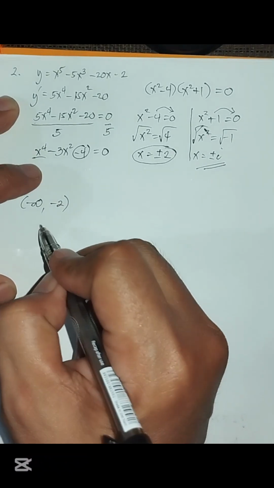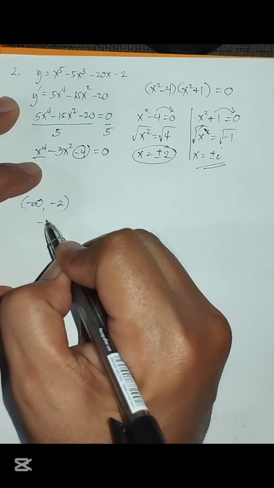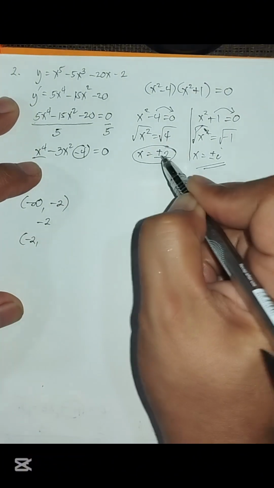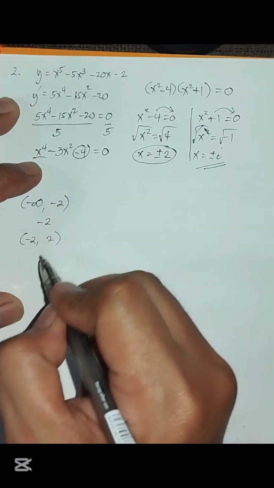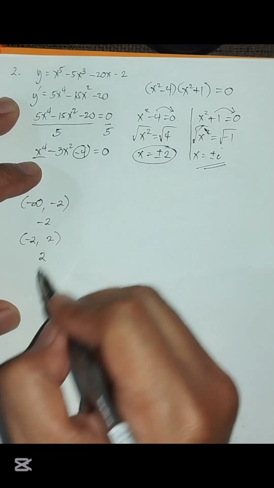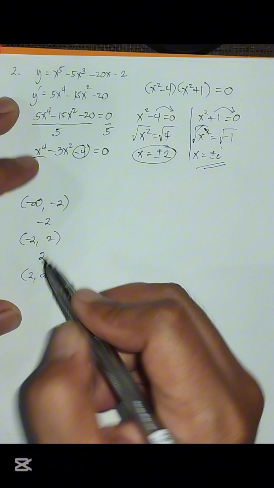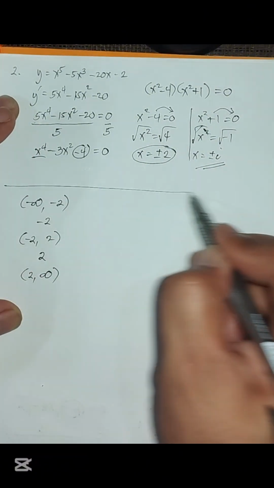Okay, so let's write the critical numbers. We have negative 2. And then the next interval, we have negative 2 up to positive 2. Then let's write the critical number 2. And then the last interval is 2 to positive infinity. Okay, so this is our table.